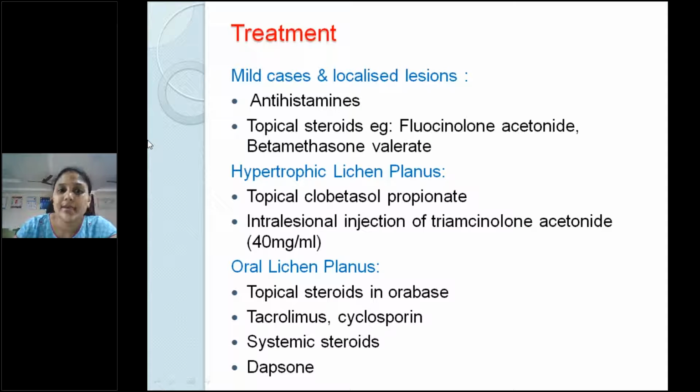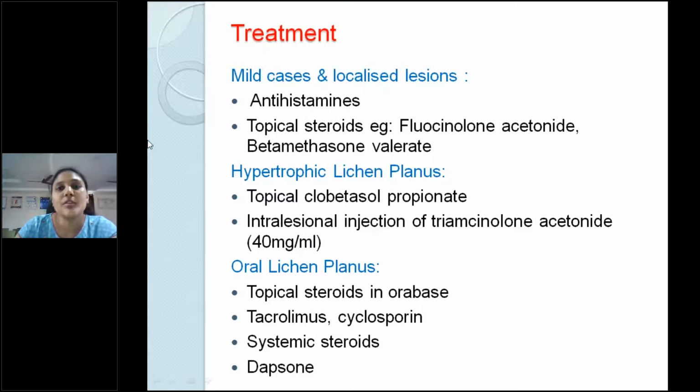Next, coming to the mild cases and localized lesions, you can give antihistamines and topical steroids like betamethasone valerate, fluocinolone acetonide, mometasone or Tenovate. These can be given in mild cases and localized lesions. If it is hypertrophic lichen planus, you should give a very high potent steroid like clobetasol or halobetasol. Even these won't penetrate inside the typical hypertrophic LP lesions. The lesion will be very thick, so no matter what you apply, it's not easy to get inside.